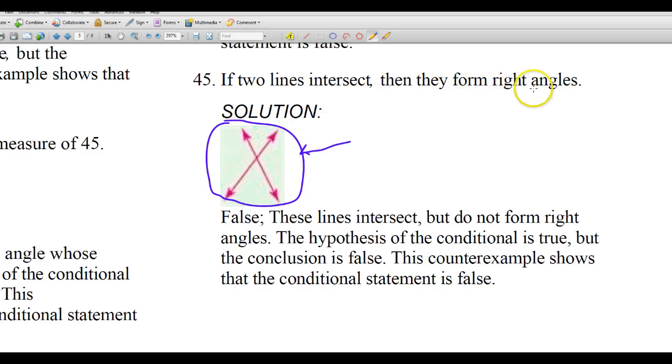Then, do they form right angles? No, so the conclusion is false. Therefore, this would be a counterexample showing that this is a false conditional statement. Just because the lines intersect does not mean that they're going to intersect at right angles.